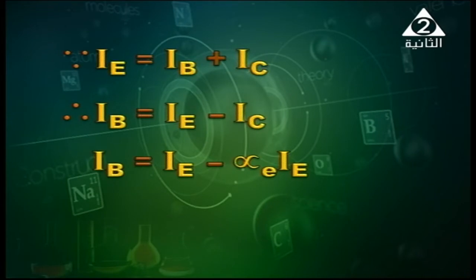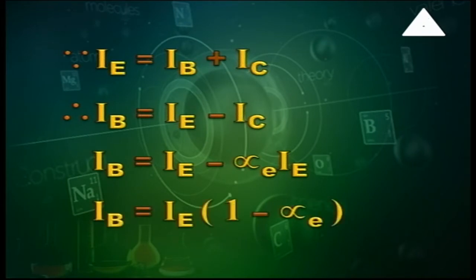Of course, I emitter will be taken as a common factor, so base current equals I E between two brackets 1 minus alpha E. So we managed to obtain the base current in terms of alpha E and the current of the emitter.